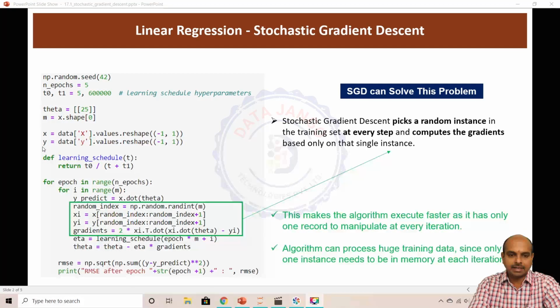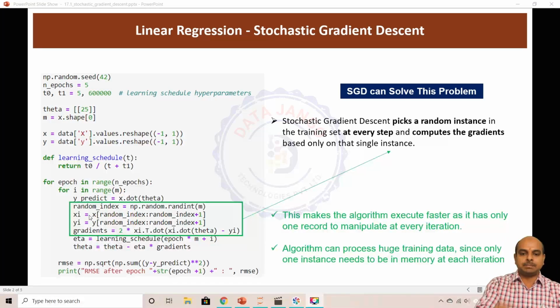So I have taken the input variables into x and the output variables into y. And then we have n epochs, that is 5 epochs, or iterations we are doing. In gradient descent, we directly calculated the gradients using the total data set. But here, we have taken m iterations inside each epoch. That means if there are m number of records, we will do m number of iterations in each epoch.